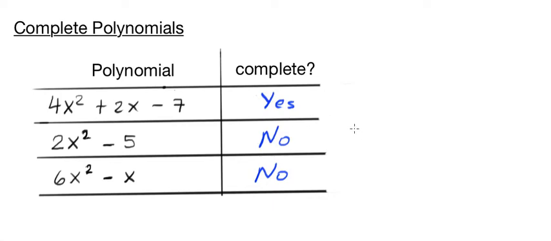Now, however, whenever you're given a polynomial that is not complete, you may add this term 0 times whatever variable is missing to complete the polynomial. Look, 2x squared minus 5 is not complete, but 2x squared plus 0 times x, which is 0, right? Minus 5 is complete, right? Let's write it here on the bottom.